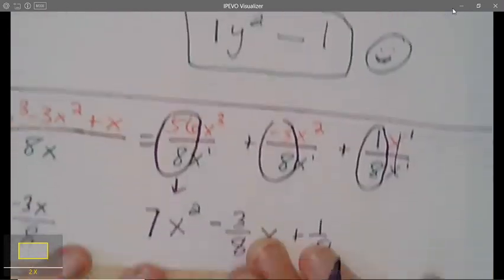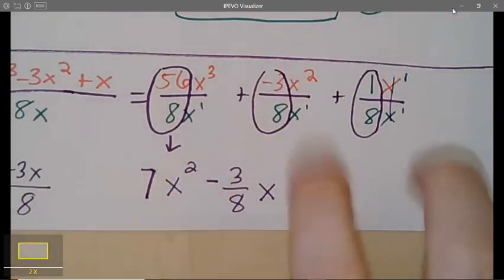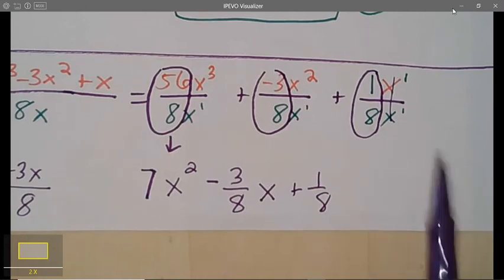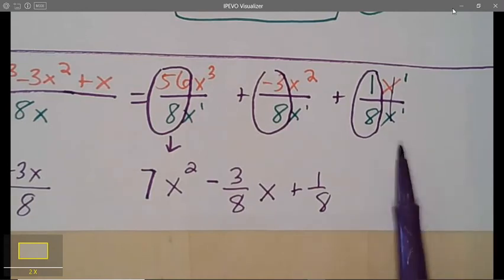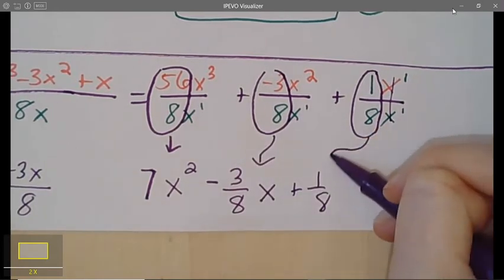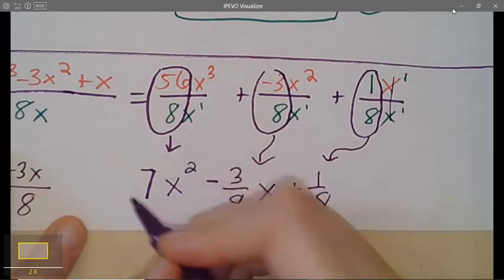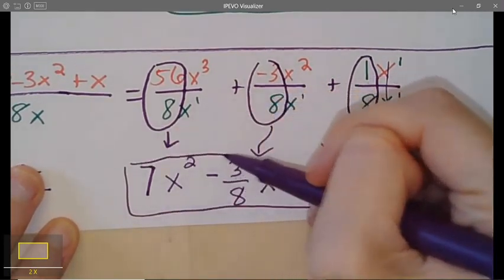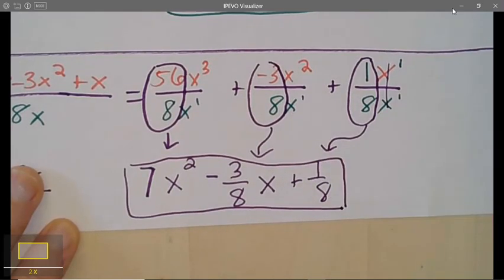So just remember when you cancel things out, it looks like it vanishes into thin air. It looks like it just went away, but it doesn't. So watch yourself. Technically, this is 1/8 times 1, which is just 1/8. So just be careful when you say cancel out. Okay, I don't want the demon cats to get you guys. So I'm just trying to watch out for you. So that is what each of these terms reduce down to. So your final answer will be 7x squared minus 3/8 x plus 1/8. And that's it.